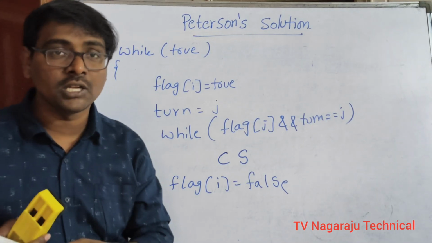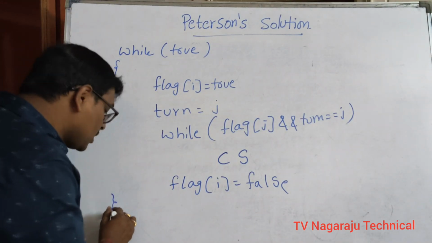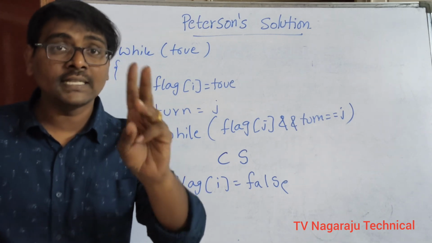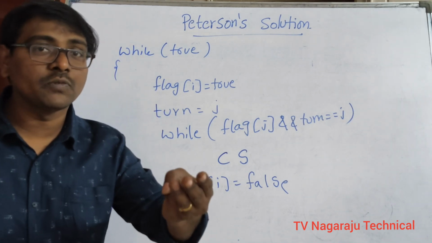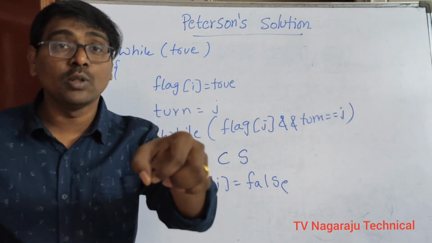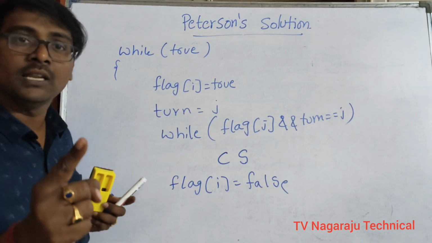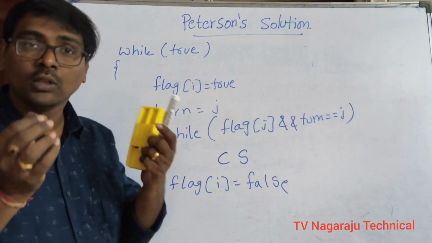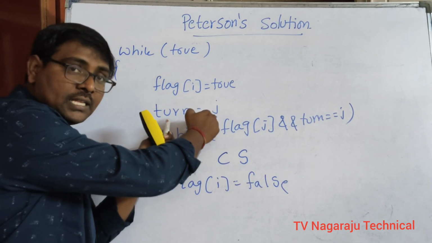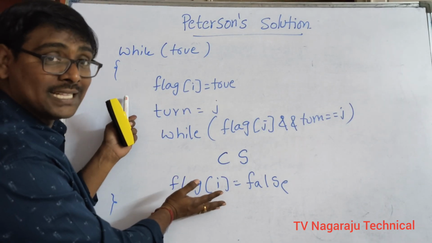Now the question is, whenever we are designing a solution, it must satisfy three requirements: mutual exclusion, progress and bounded waiting. How is it satisfied? Mutual exclusion: only one process at a time is in the critical section. Yes, the turn variable is either i or j. Only one is possible, both are not possible. If it is j, process Pj is in the critical section. If it is i, process Pi is in the critical section. So mutual exclusion is achieved.